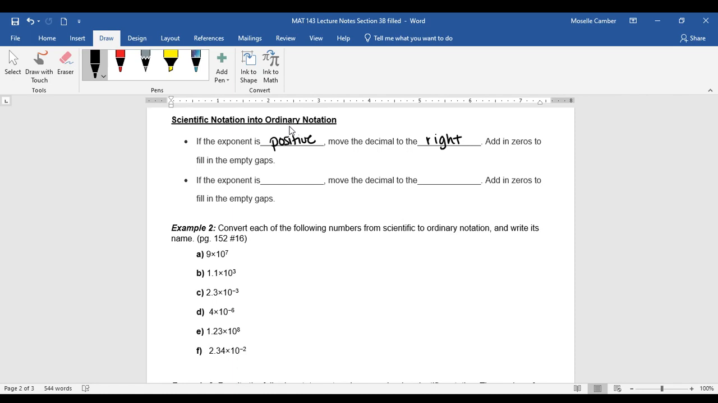Now, a lot of the times you can do this on your calculator, although for bigger numbers, if you try to do it, it's just going to give you the answer back in scientific notation. So it is important that you understand at least the theory of this. So it's positive, it goes right. So if the exponent is negative, what do you think it's going to do? It's going to move it to the left. And again, you're going to add in zeros to any empty gaps.